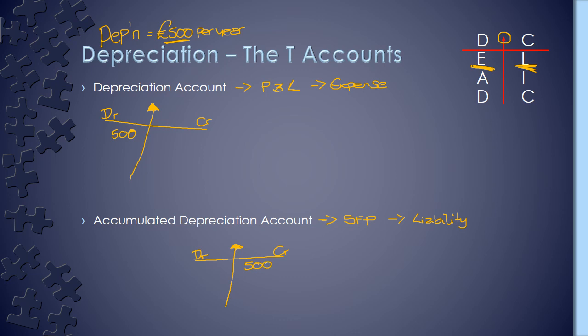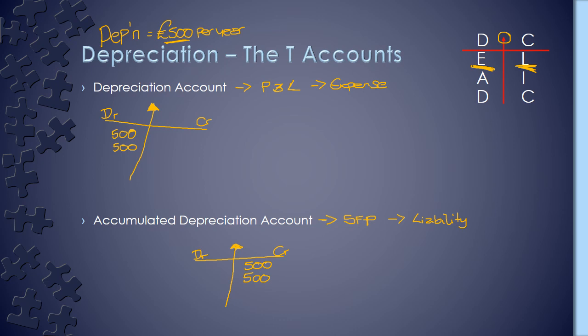So then in the next year, you would apply another £500 in your depreciation account. You would debit your depreciation account, so your expenses have increased. And then when it comes to your accumulated depreciation, you would have another 500 in there.